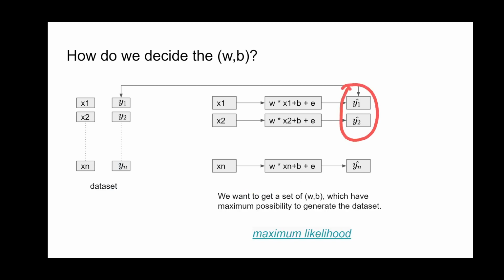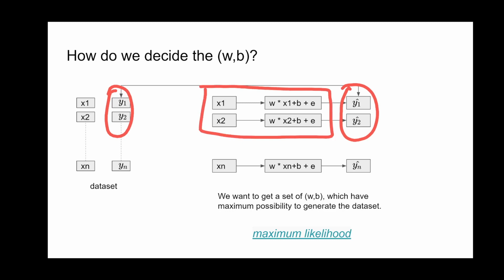So we hope that this will be close to this one. And in the linear algebra course, this is called a data fitting problem. If we have only two sets of data here, and since we have the two variables W and B, and we have two sets of data, we can simply solve the linear equation to get what the W and the B should be.